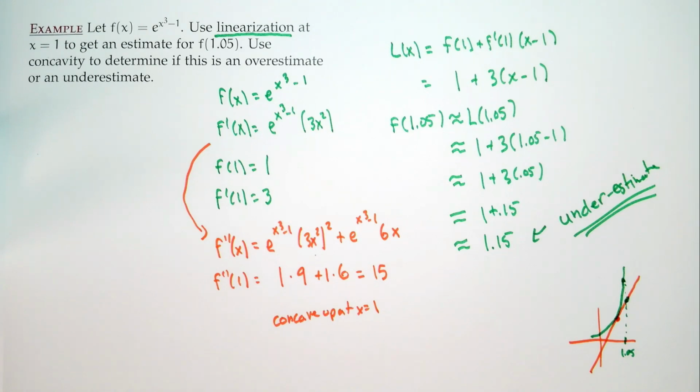Now we can even go further and say, well, if we had information about the second derivative, we can even get a better estimate for f of 1.05. Instead of 1.15, we can use that information. And that's going to be a wonderful topic that we're going to actually cover next semester. Calculus 2. Beautiful topic called Taylor polynomials. But for today, we're done. That's it.